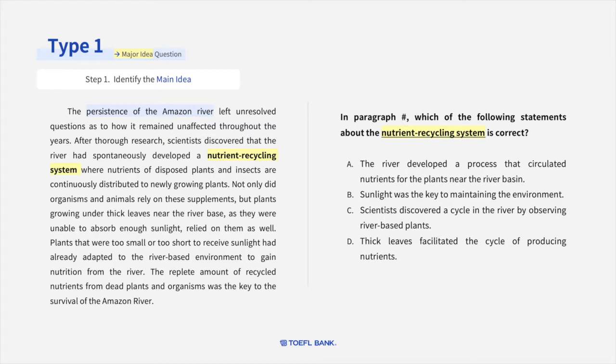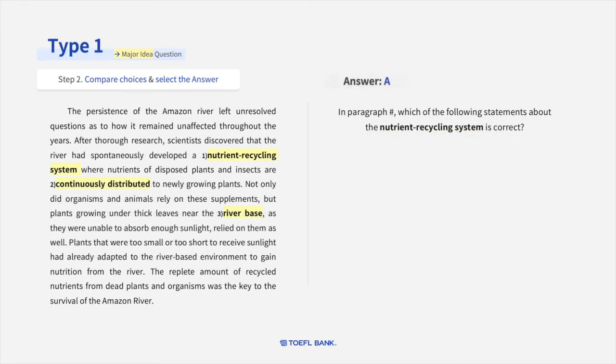Now all we have to do is to find what the passage says about the nutrient recycling system and select the correct answer. Let's first take a look at the correct answer choice. The correct answer to this question is choice A. The river developed a process that circulated nutrients to the plants near the river basin.